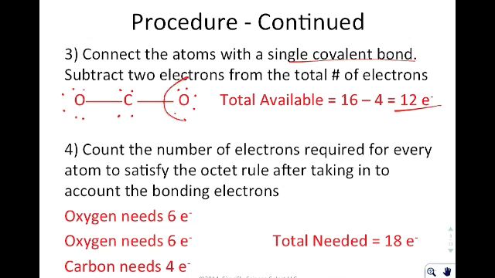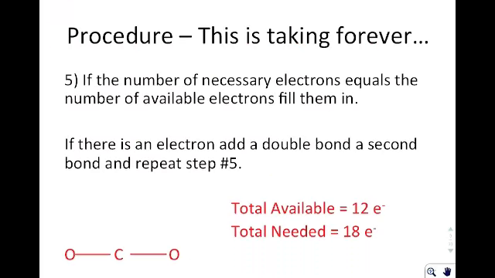So the problem is that I think I need 16 more electrons. So I need 6 here, 4 here, and 6 here, and that adds up to 16, not 18. And so we can go from here. Oxygen needs 6, and carbon needs 4. So now, if the number of necessary electrons equals the number of available electrons, you just add them. So if these two numbers were the same, you would just fill it in.